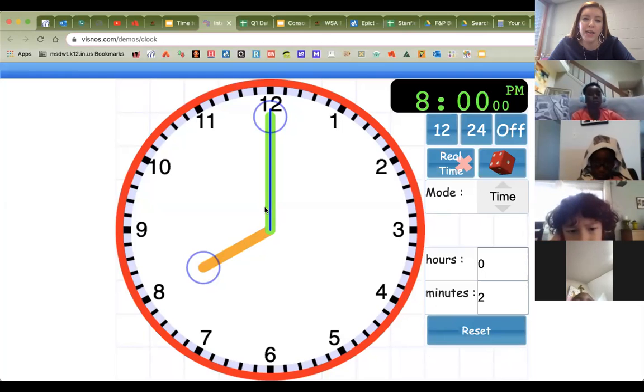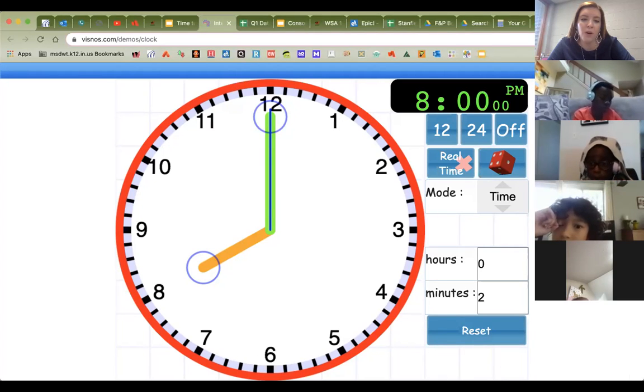And then this green longer hand, does everyone see that? This green longer hand tells us the minute. I know it's exactly 8 o'clock because my orange short hour hand is right at 8, and I can look at my minute hand and see it's right at 12. Today we're going to work on hours and half hours.